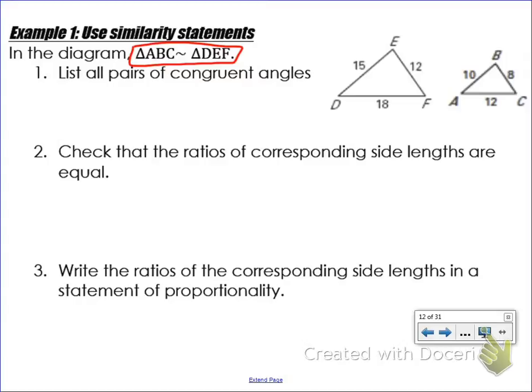So first, we're going to have angle A and angle D, which are both the first letters of the similarity statement. So angle A is congruent to angle D because they are both in the first spot of my similarity statement. Angle B and angle E would also be congruent because they're both the second letters in my similarity statement.